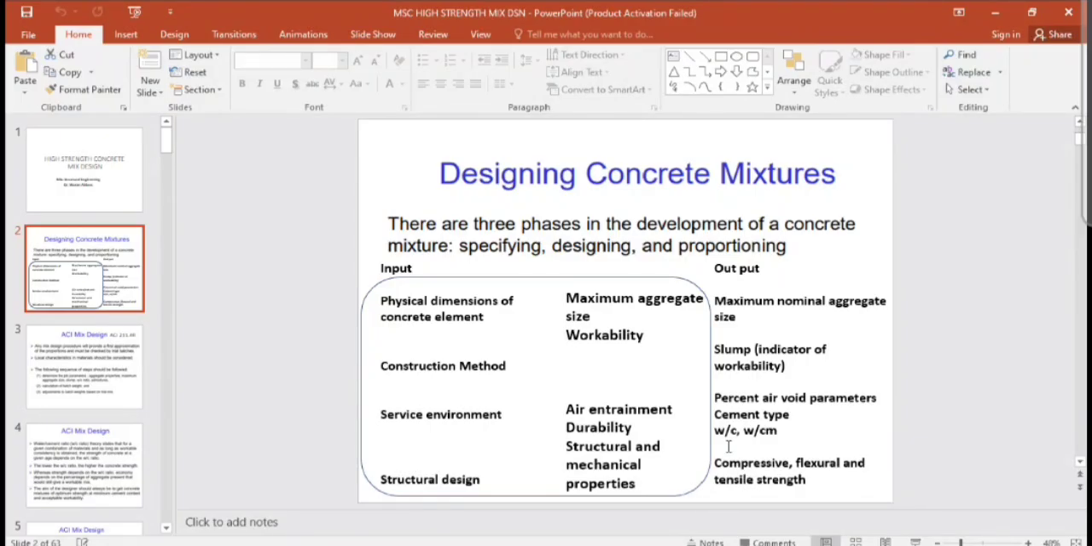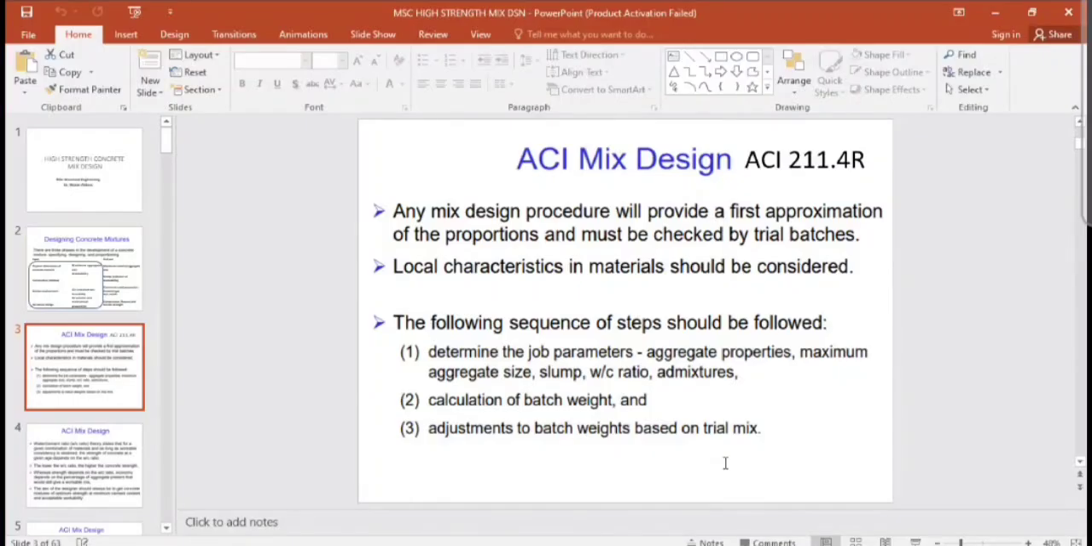design our concrete mix. Nowadays, in the latest development, ACI is trying to design the mix based on the modulus of elasticity. Previously, the method was based on compressive strength. However, now they are shifting it to the modulus of elasticity.